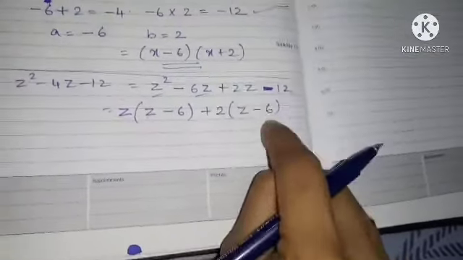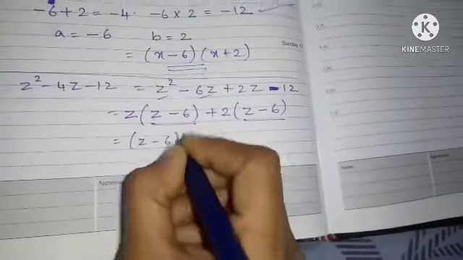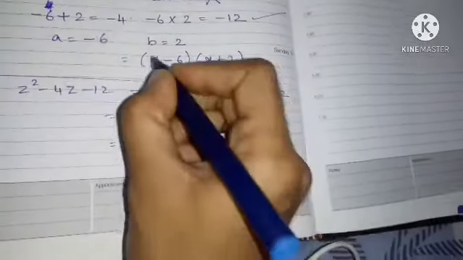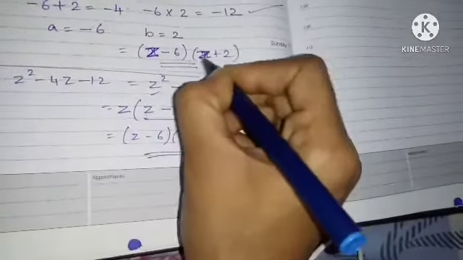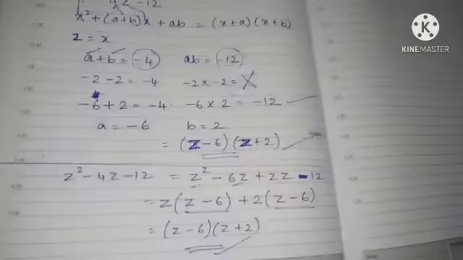6 2s are 12, no? So here also z minus 6. Here also z minus 6. So z minus 6 into z plus 2. Yes? Sorry, children. Here also z only will come. Instead of x, you should write z. Okay. So this answer and this answer are same, right? So in both the ways, if you do also, you will get the same answer.